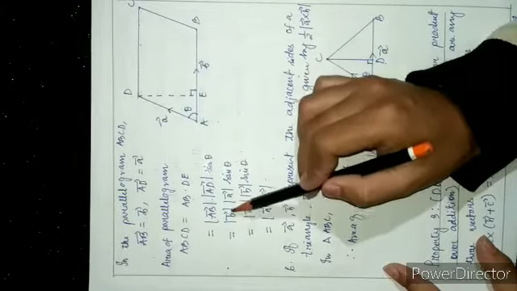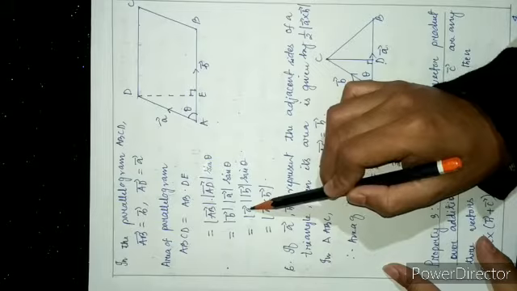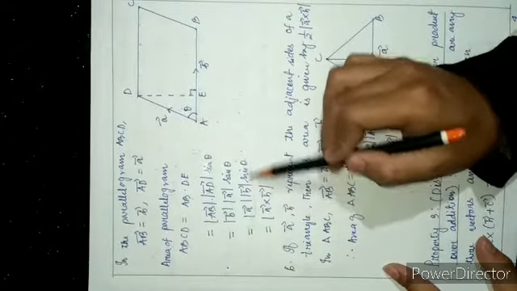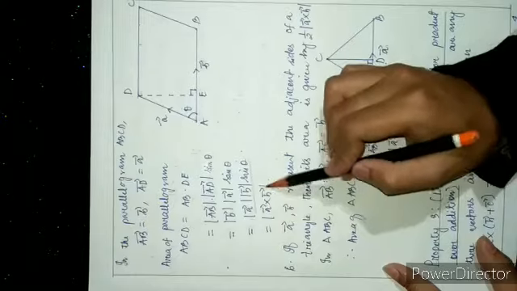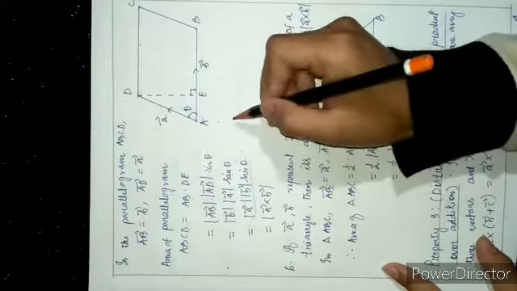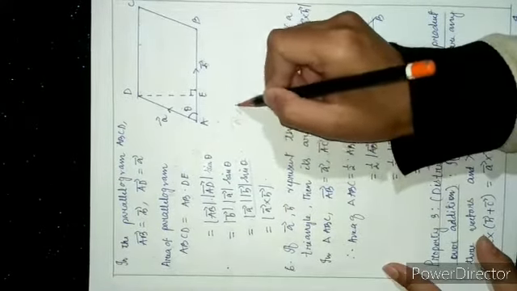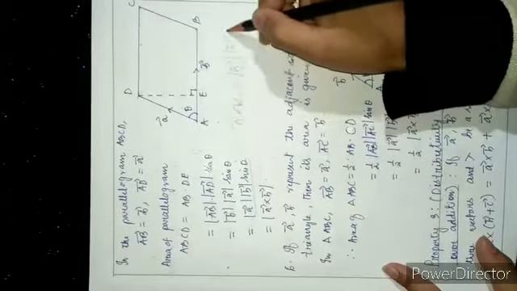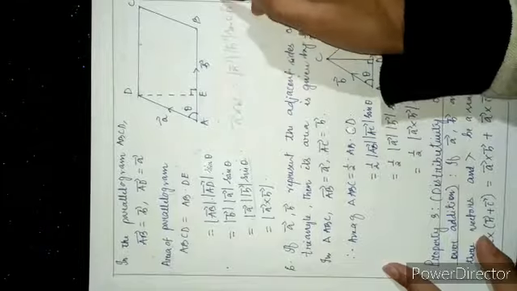Then we can interchange magnitude of A and magnitude of B. Magnitude of A, magnitude of B sine theta, which is the magnitude of A cross B. This is the definition of A cross B: magnitude of A, magnitude of B sine theta into n cap.